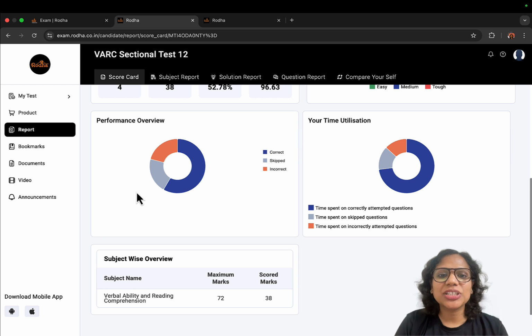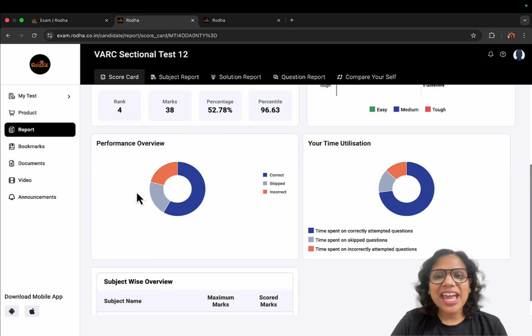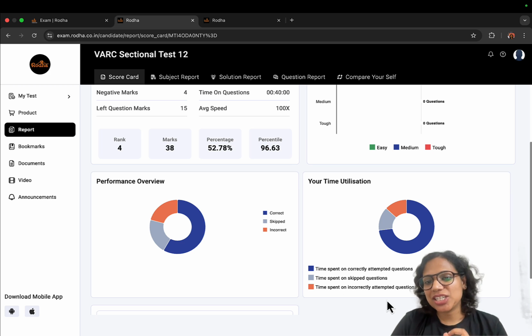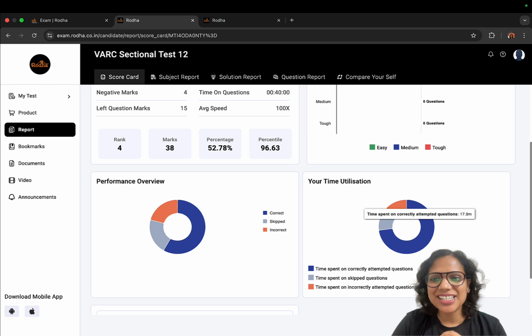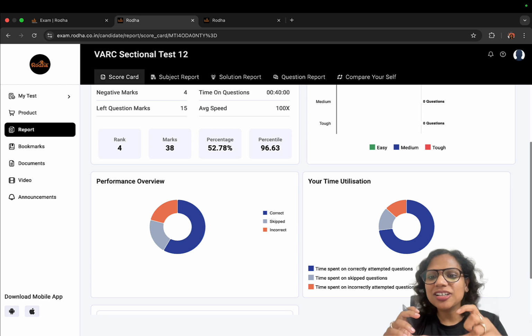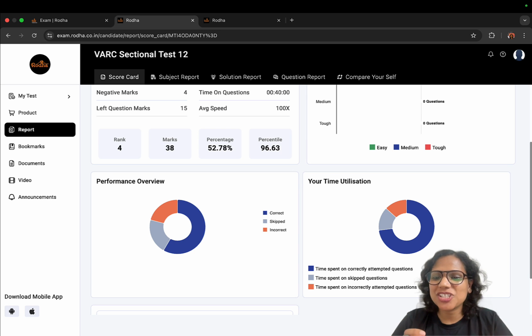So this is also something that is visible to you as a sort of a chart, right? And your time utilization, very, very important, right? You should try to increase this blue area, isn't it? The time spent on the correct questions, correctly attempted questions, should be relatively higher as compared to the ones spent on skipped or incorrect questions.